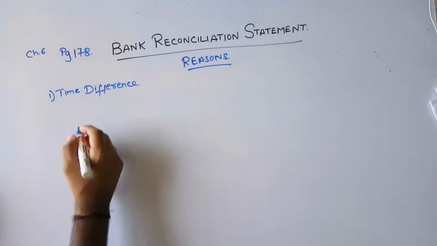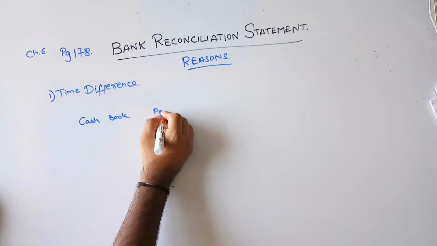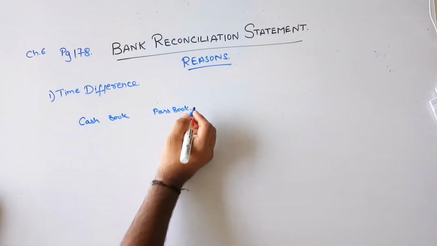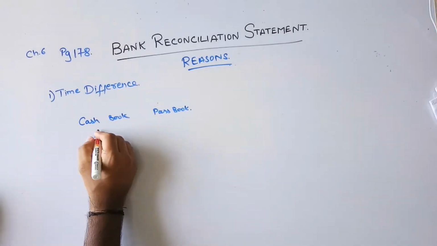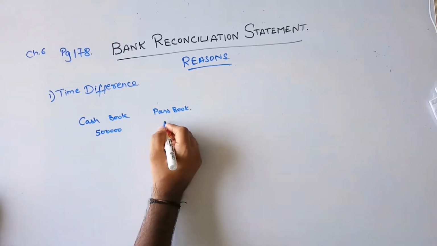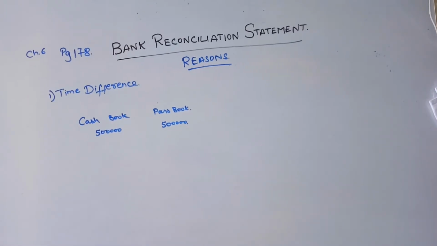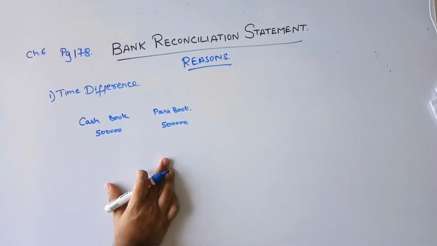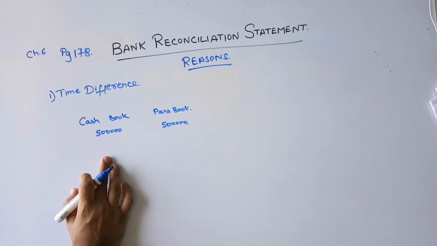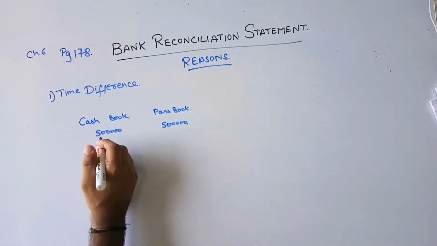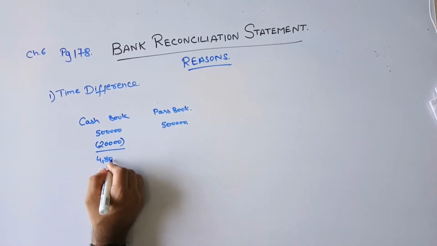Now the check is issued. For example, I have a cash book and I have a passbook. I have issued a check to some party. My cash book balance was 5 lakhs and my passbook balance was also 5 lakhs. After this, on a particular day I issued a check to one of my clients, amounting to, let's say, 20,000 rupees. I have deducted that 20,000 from my cash book and brought the balance to 4,80,000.